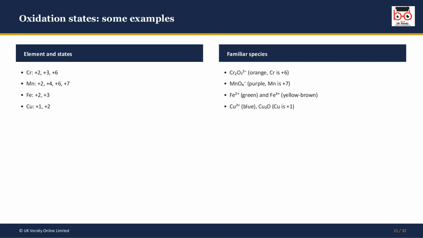Let's put faces to those numbers because many are strongly coloured. Chromium shows +2, +3 and +6, manganese +2, +4, +6 and +7, iron +2 and +3, and copper +1 and +2. You'll recognise some of the species. The dichromate ion is orange with chromium at +6. The manganate(VII) ion is deep purple with manganese at +7. Iron 2+ is green and iron 3+ yellow-brown. And copper 2+ is that familiar blue.